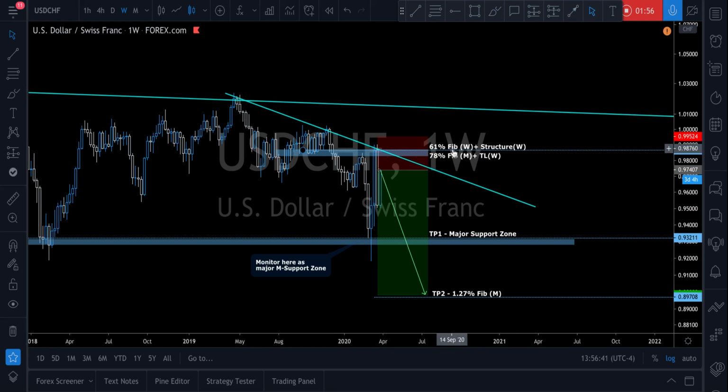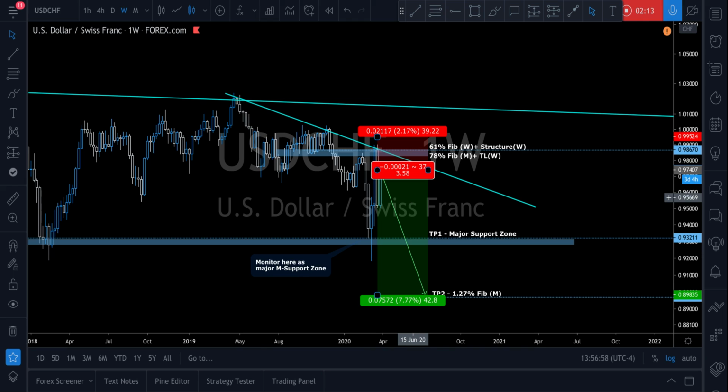In addition to that, we have, like I said, this structure. As you can see right here, we have support, support, support, resistance, and then resistance once more. In addition to that, we do have this descending trend line. So that's why we were interested on getting in on this pair.